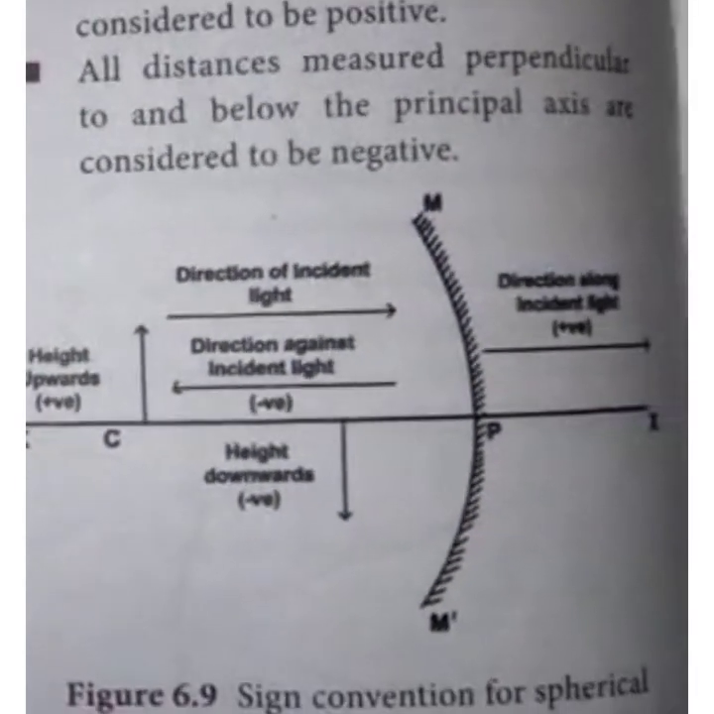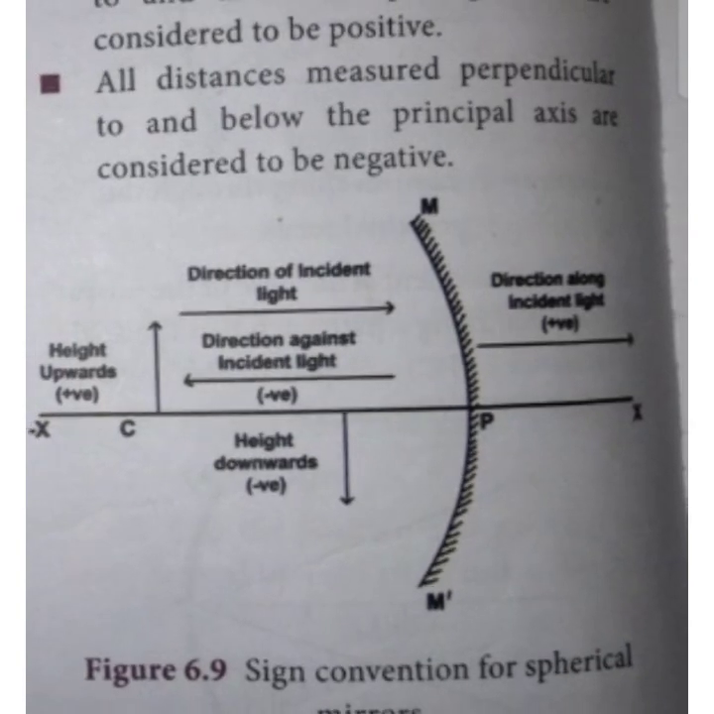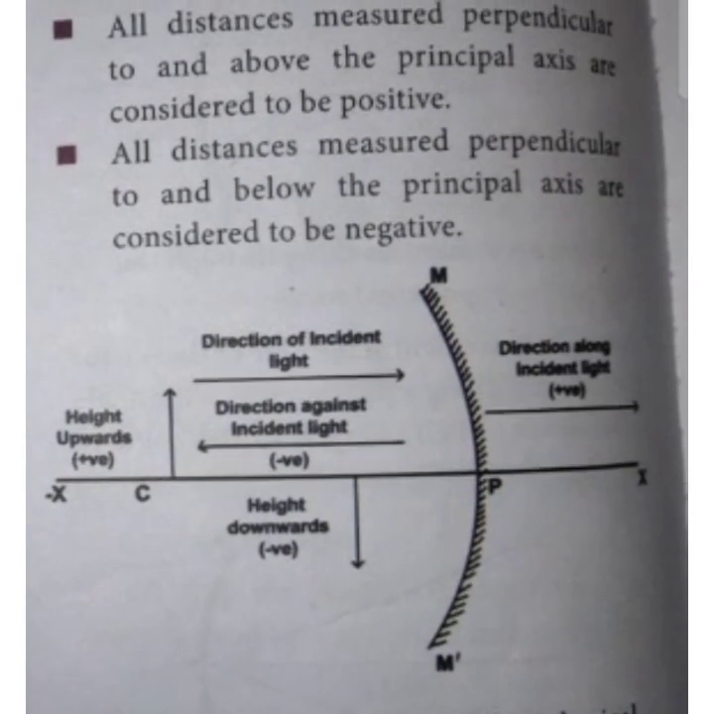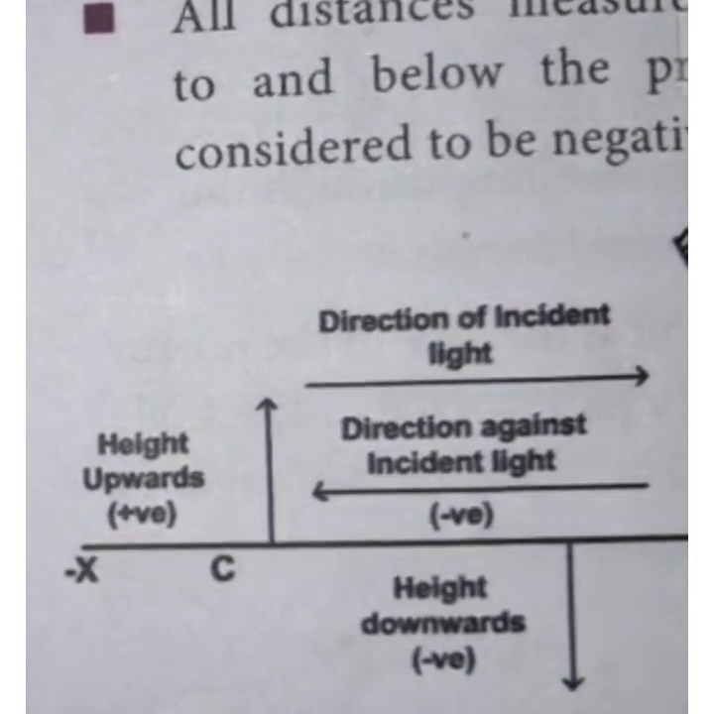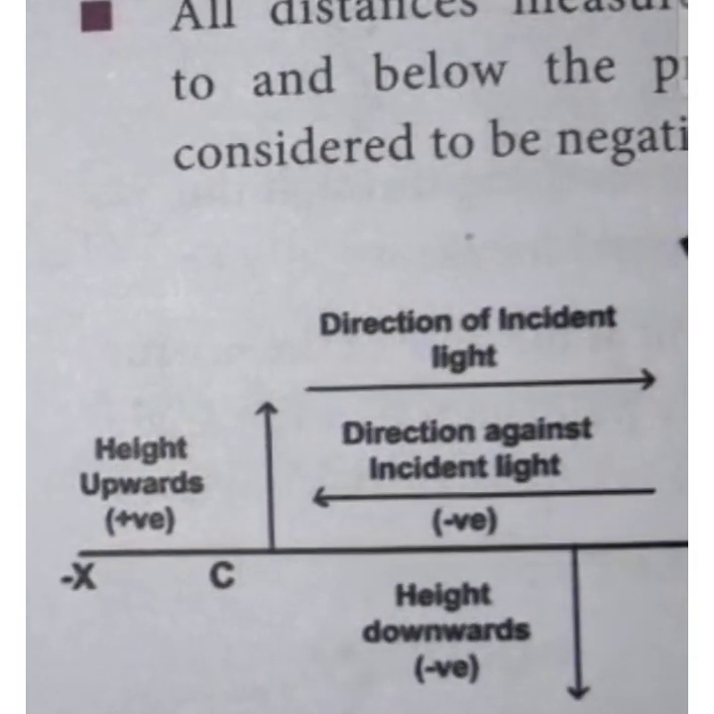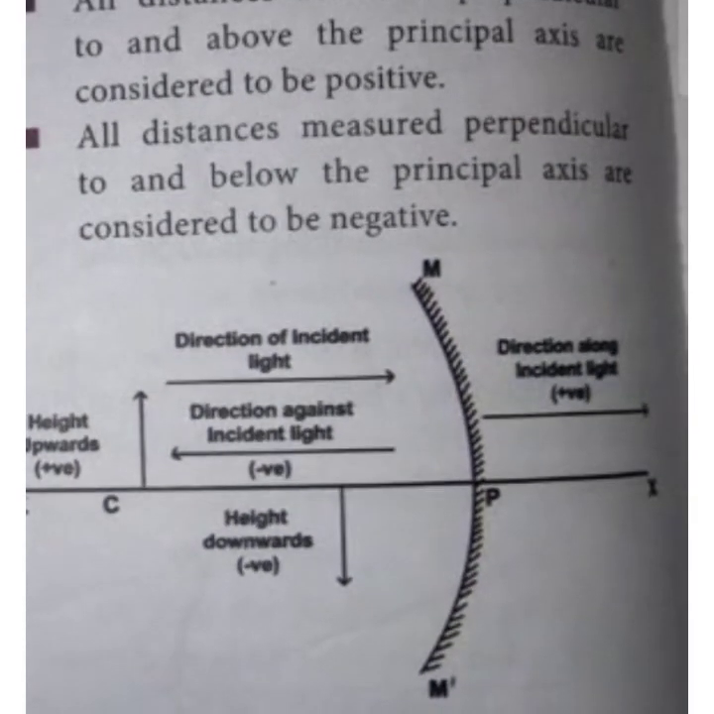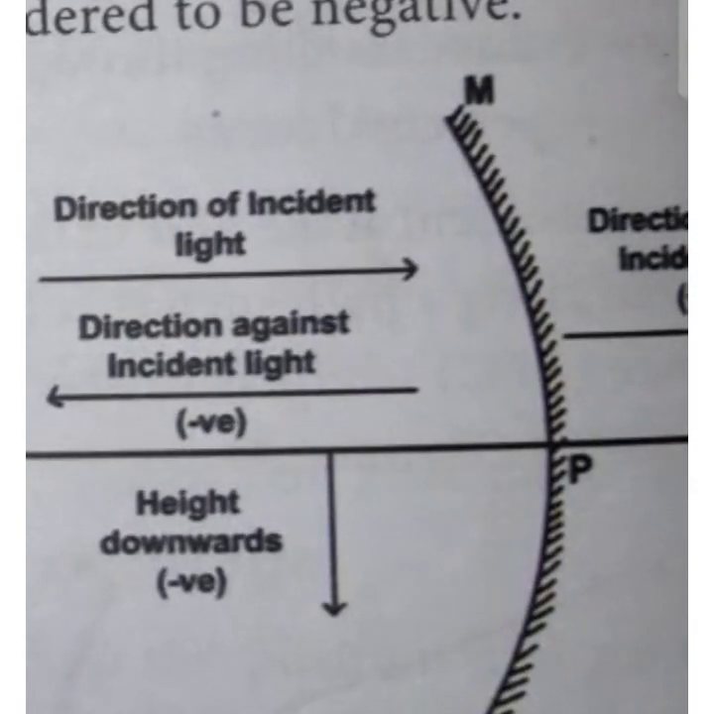Then fourth point, all distances measured perpendicular to and above the principal axis are considered to be positive. That is, you know, the line drawn between minus x to plus x is the principal axis. If the distance is perpendicular above the principal axis, that is height upwards, it is taken as positive. The next point, all distances measured perpendicular to and below the principal axis. You can see below the principal axis is nothing but height downwards, that is negative.